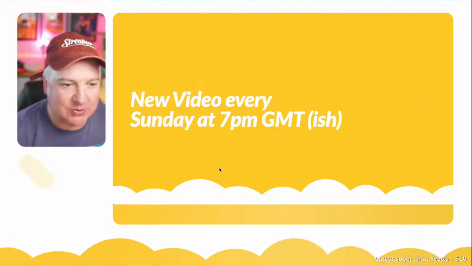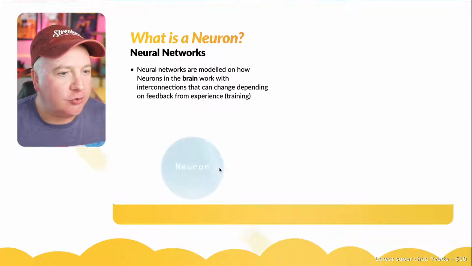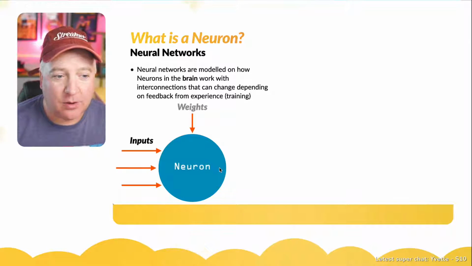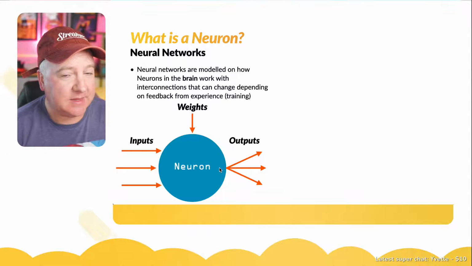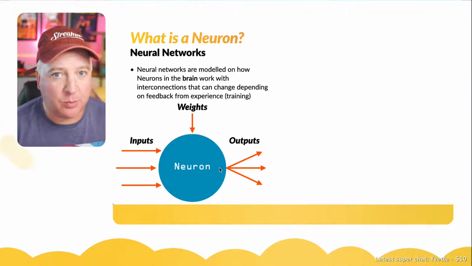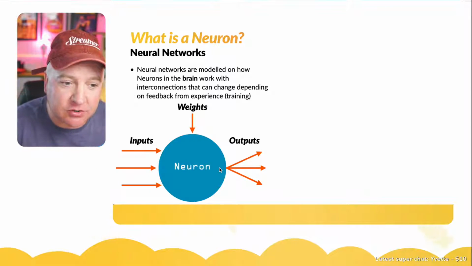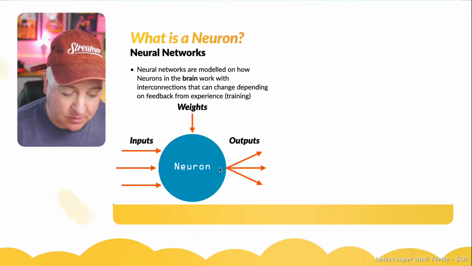Okay, so let's get back to our content. So what is a neuron? In neural networks, it's modeled on how the neurons in the brain actually work. You have all these interconnections between different neurons. You have inputs, you have outputs, and you have these things called weights, which are like a valve you can turn to make something more or less important. And we use them to make something more or less important during the training part of the model.